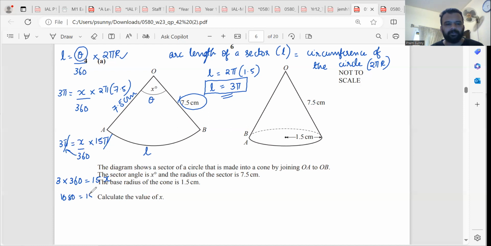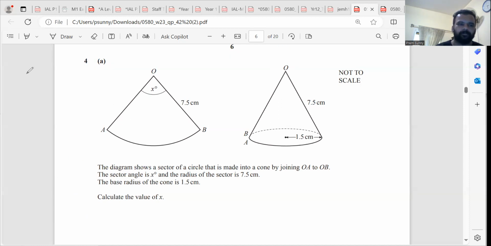1080 is equals to 15x. Therefore, x will be 1080 divided by 15. 1080 divided by 15 will give you 72. So, x will be 72 degrees. 72 degrees will be our final answer. So, we are done with the A part. Now, let's move on to the B part here.